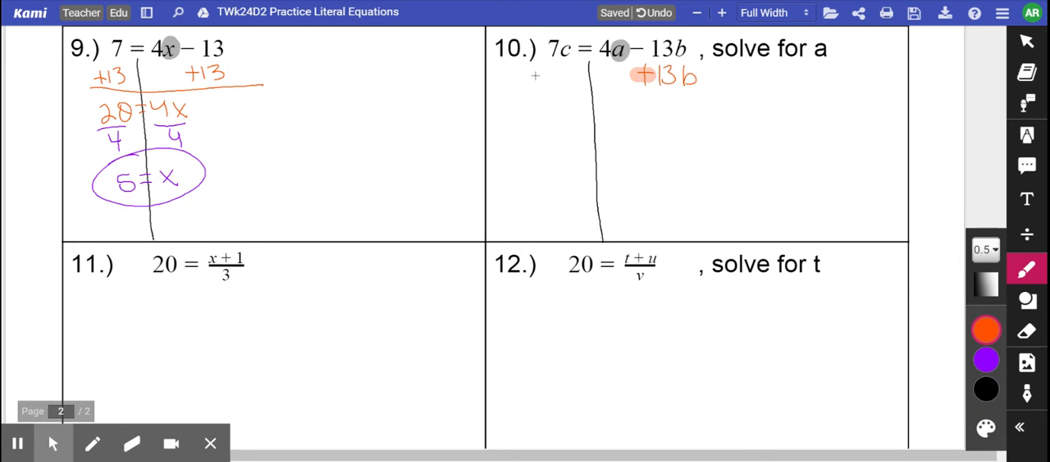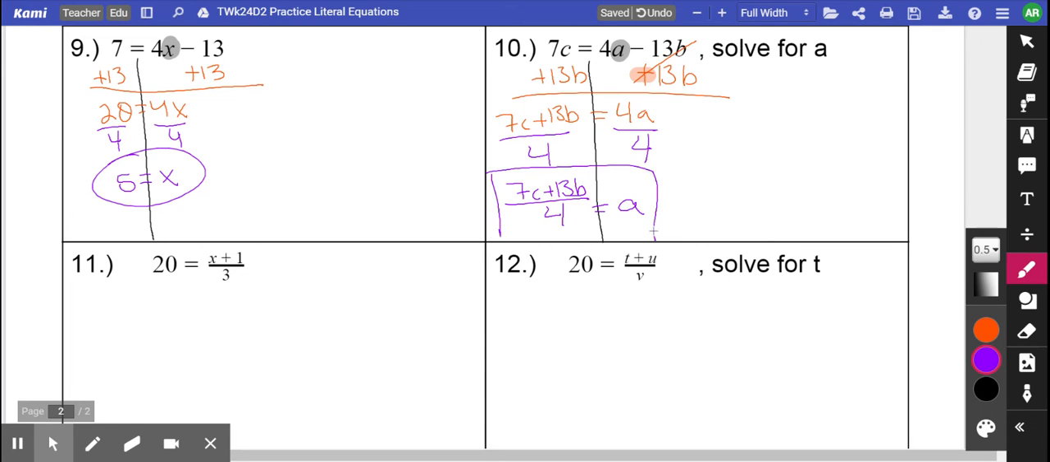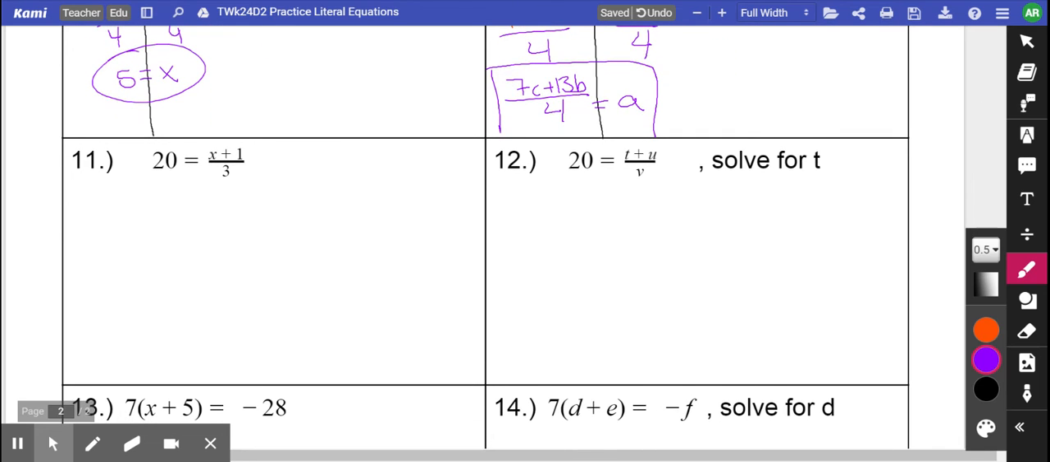So add 13b, add 13b. This leaves us with 4a. Say it, write it how you say it, 7c plus 13b. To get rid of that 4, just like before, divide everything by 4. So we have 7c plus 13b, all of that over 4. Again, with literal equations, you got to be careful because when you divide on both sides, you divide everything.